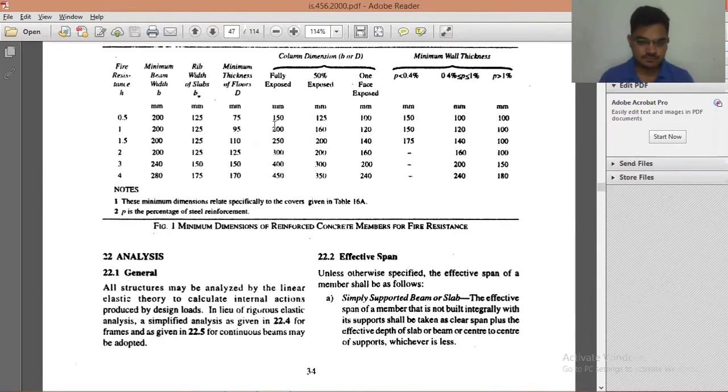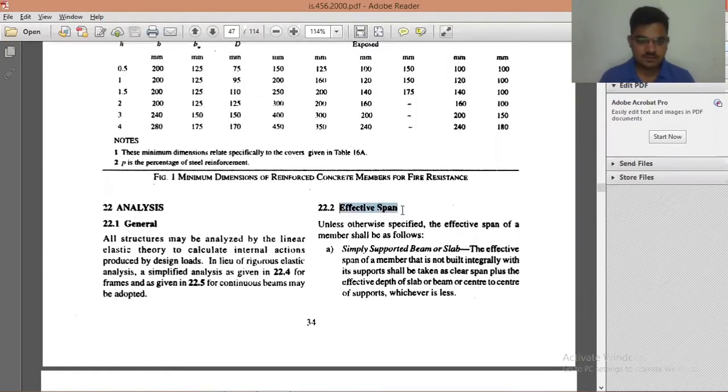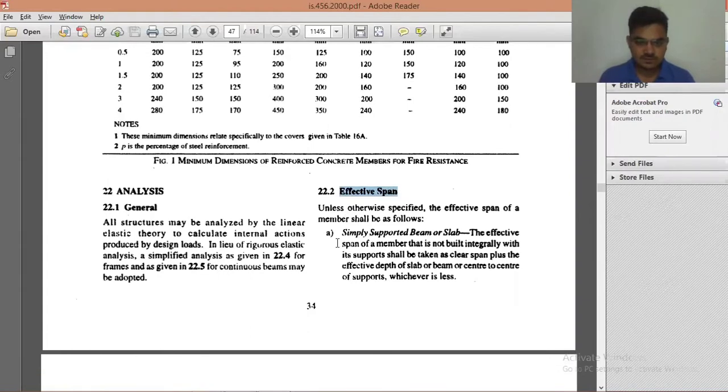Okay, right here. Here is the effective span criteria for a simply supported beam or slab. The effective span of a member that is not built integrally with the supports shall be taken as the lesser of two values. First one is clear span plus effective depth of slab or beam, and second one is center to center support, whichever is less.